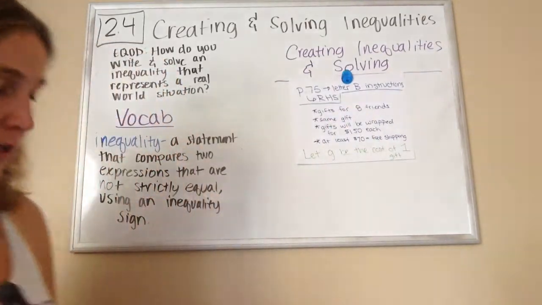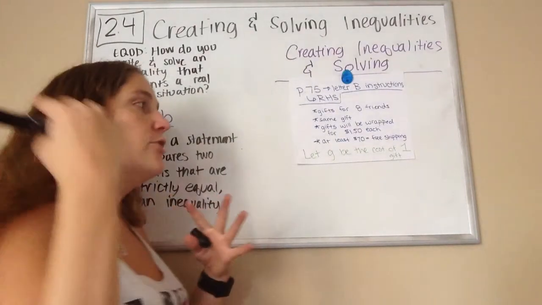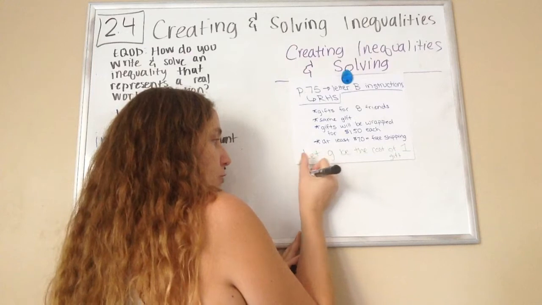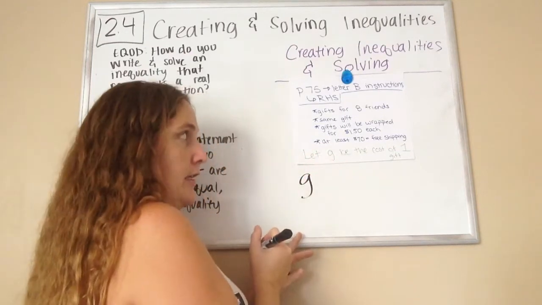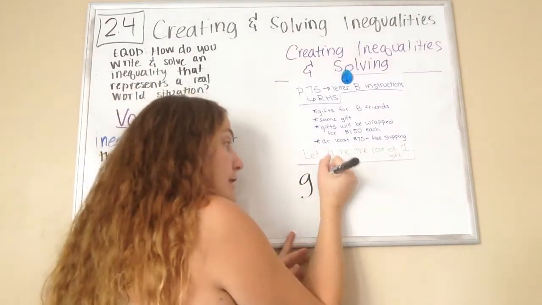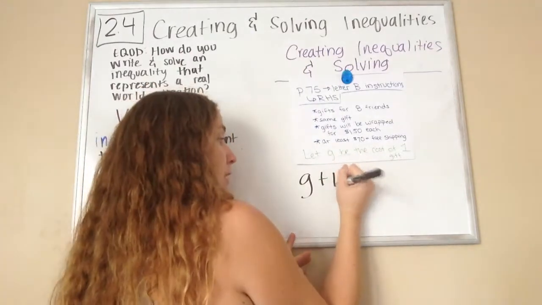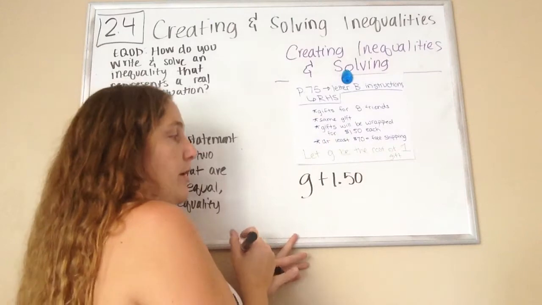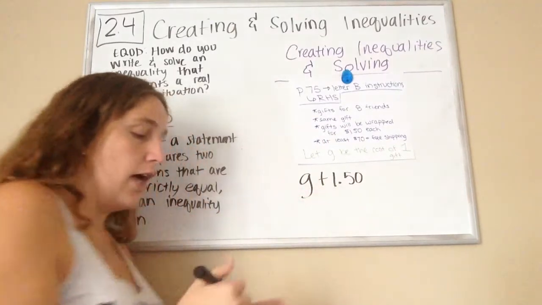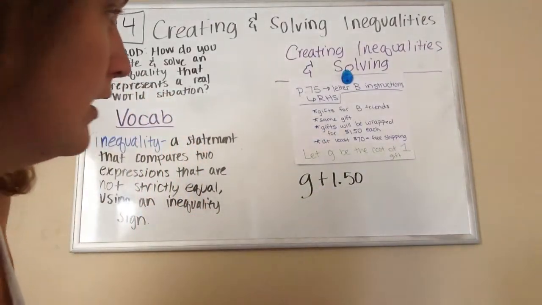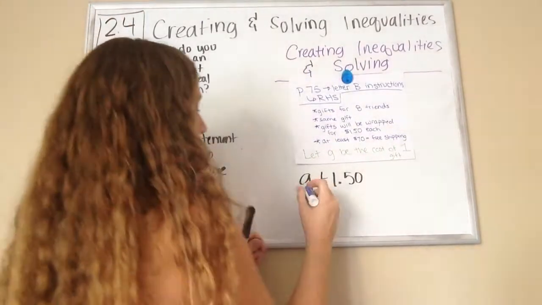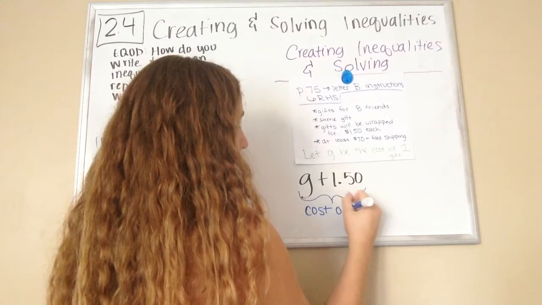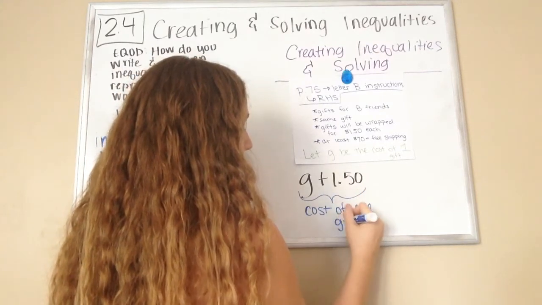So let's think about this. How much is he going to spend on a gift? Just one gift. He's going to spend G dollars on the gift, plus every single gift he's getting gift wrapped. $1.50. Right? This one says right there, $1.50. So that's the cost of one gift. Okay? And then we have to consider how many is he getting. So this is the cost of one gift.